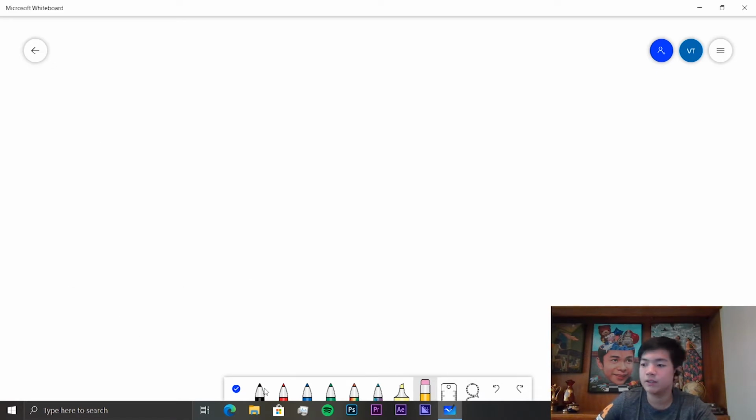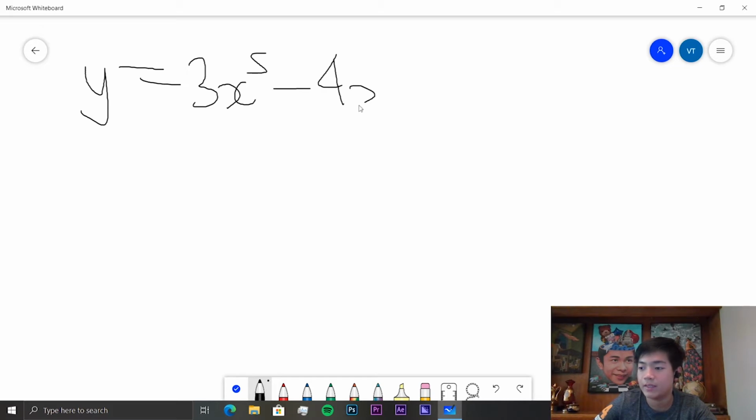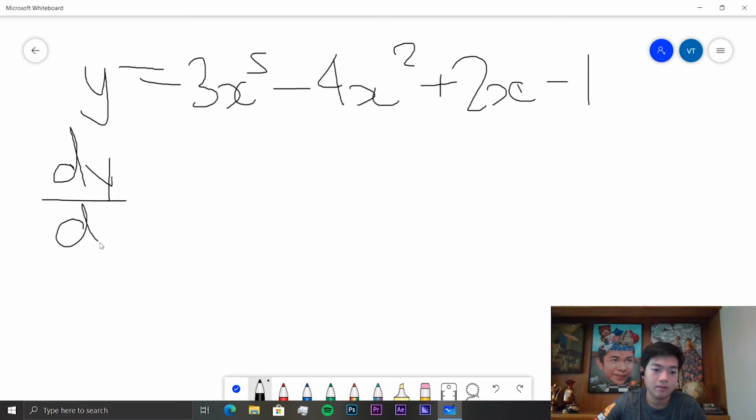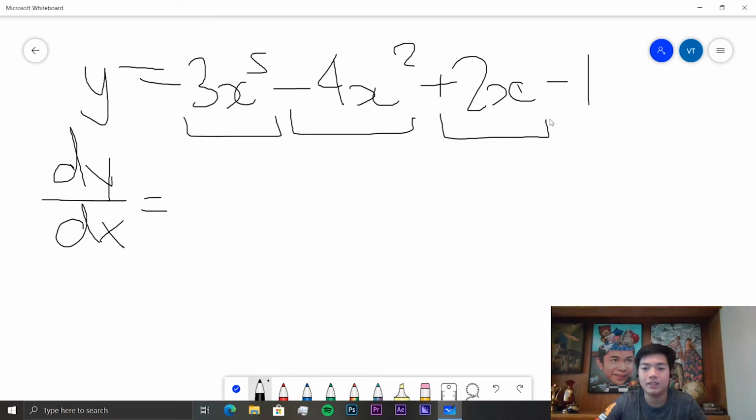So the first equation we're doing is y is equal to 3x to the 5th minus 4x squared plus 2x minus 1. Using the sum rule, we know that the derivative of this, dy over dx, will be equal to the sum of the derivatives of each individual function. So we can take all of these as individual functions and get their derivatives.